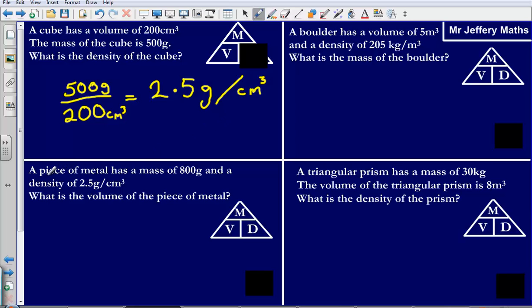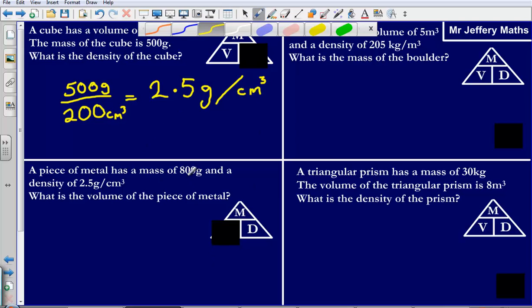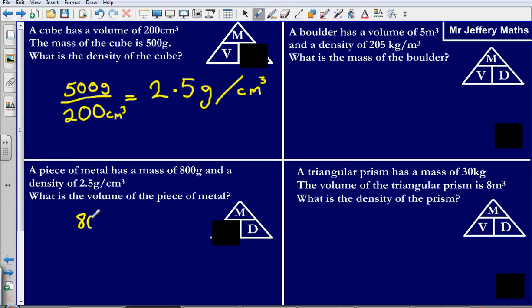Okay, let's take a look at our next one. A piece of metal has a mass of 800 grams and a density of 2.5 grams per centimeters cubed. What is the volume of the piece of metal? So, what are we looking for? Well, we're looking for volume, so let's just cover up the volume part of our formula. That means we're going to be doing the mass divided by the density. Now the mass here is 800, and I'm dividing the mass by the density, 2.5.